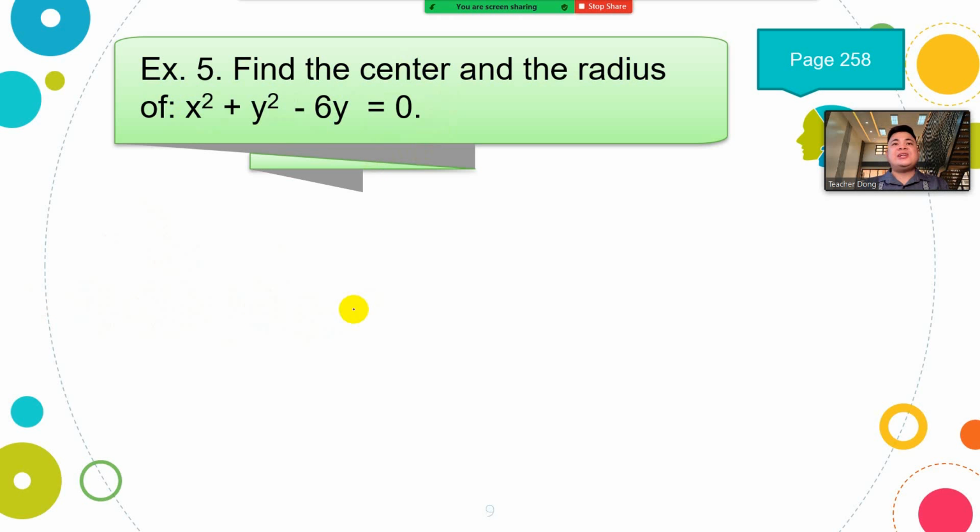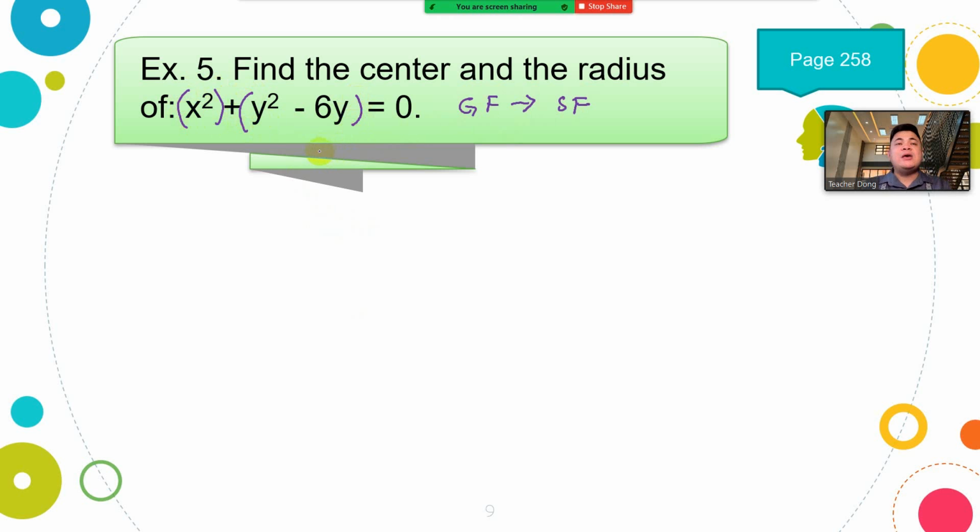Example 5. Find the center and the radius of x squared plus y squared minus 6y equals 0. If you see this type of equation of a circle, it is not written in standard form. Rather, it is written in general form. Before we can get the center and the radius, we will be converting it into standard form. How? We have to regroup the terms that we can use for h and k. For h, we can use x squared, and for k, we can use y squared minus 6y.